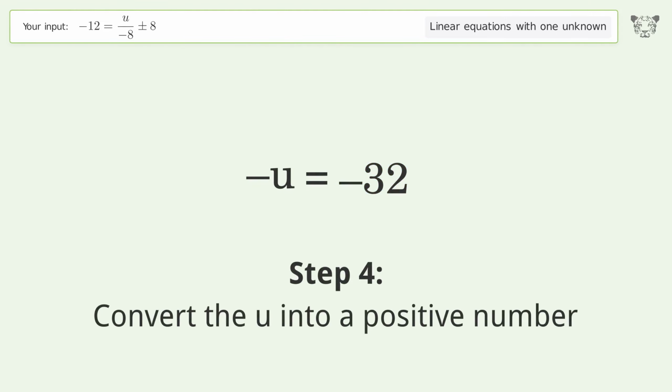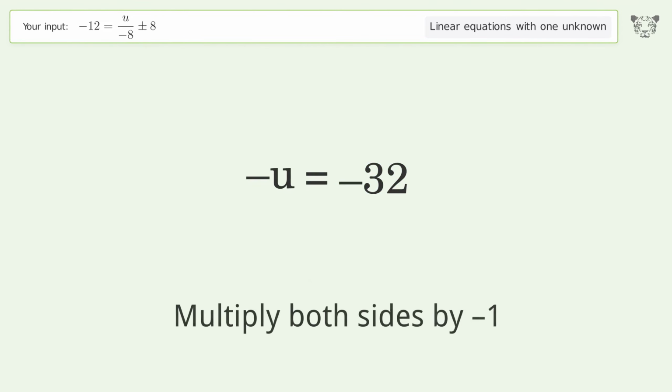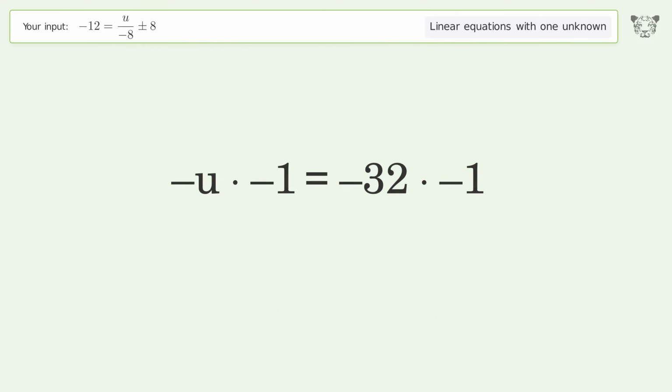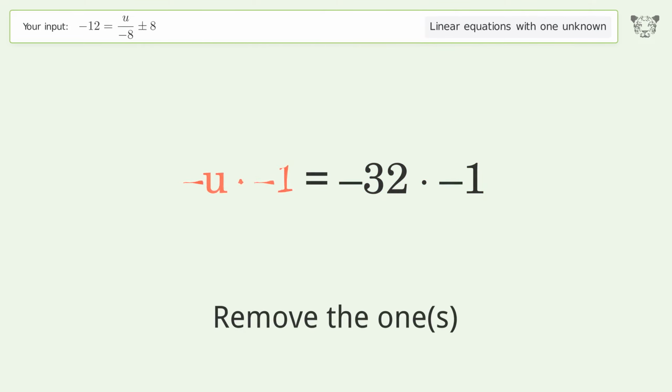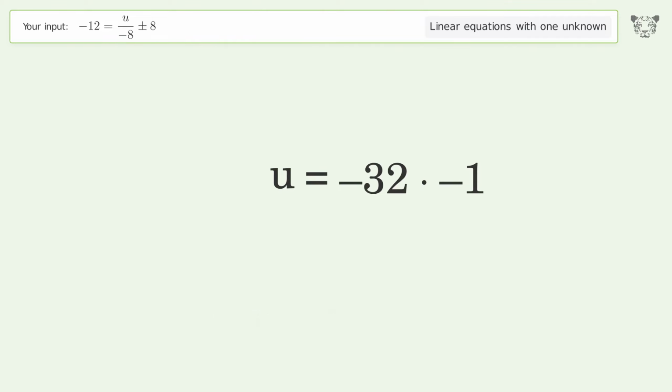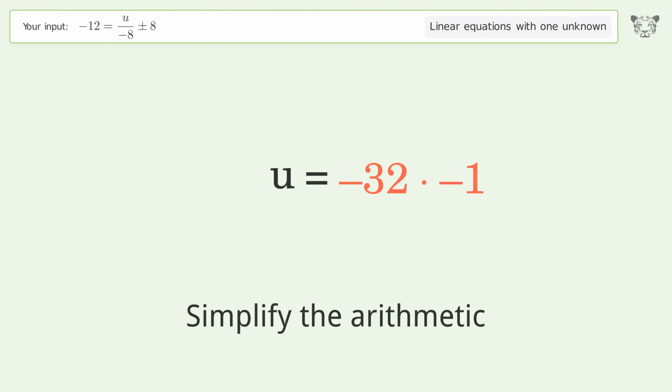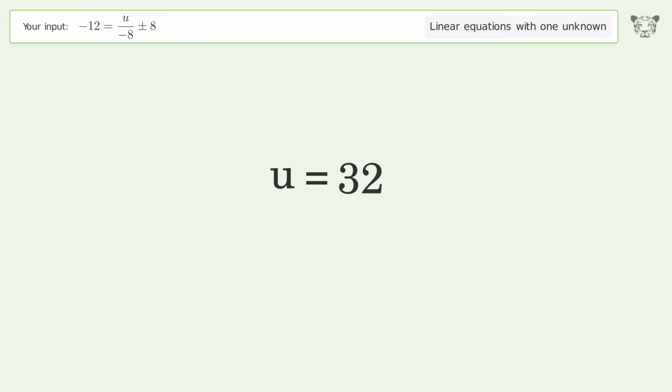Convert the u into a positive number. Multiply both sides by -1. Remove the ones. Simplify the arithmetic. And so the final result is u equals 32.